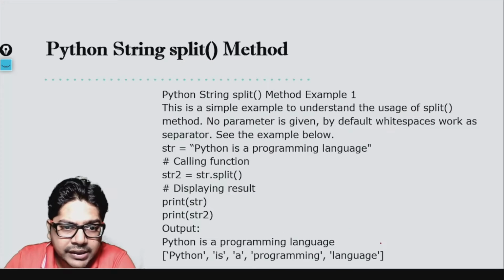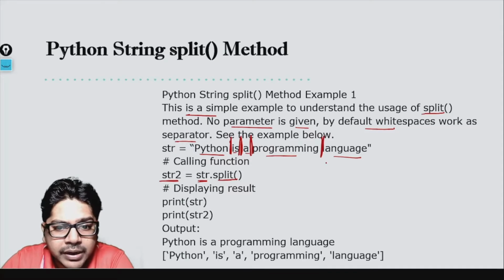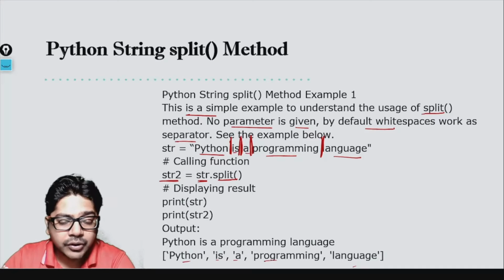Okay, let us have a look at the example. This is a simple example to understand the use of the split method, and no parameter is given. By default, white space works as a separator. Look at this example: Python is a programming language, and here I am using str.split. Since there is no parameter, this will become one, this will become another, like that. So you see here, all of them have become different strings, different items in the list. It gave you a comma separated list.